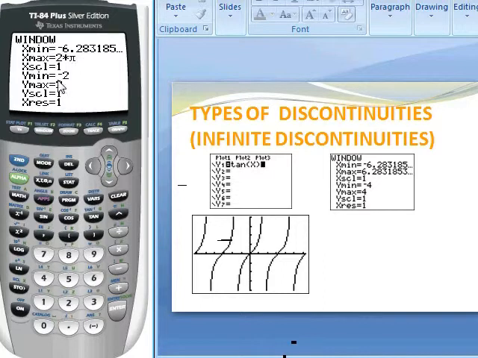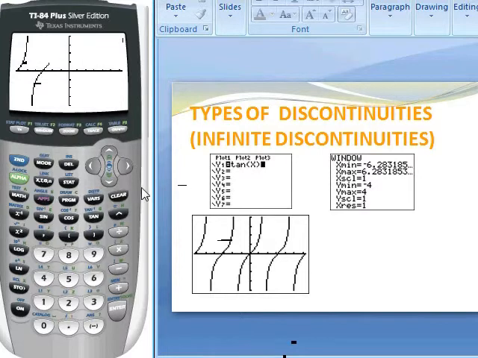Alright. And for y-min, let's go from -4 to 4. I'll change that. -4 to 4. And you're going to see those vertical asymptotes when you do that. And graph. And here they are. So here's the tan, and there's a discontinuity at these points. They're infinite discontinuities. It's another type of discontinuity.